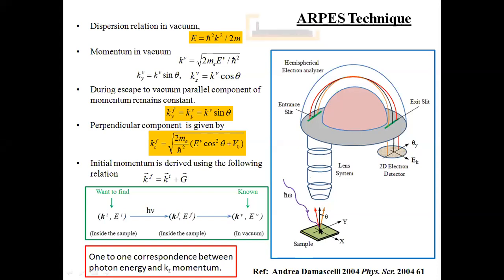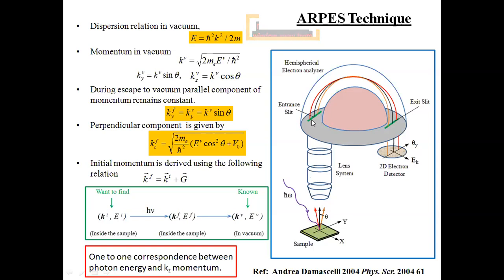Take this schematic. This is the sample. Light falls on it, electrons come out of the sample. These are the X and Y axes which are fixed to the sample. And this is our hemispherical electron analyzer. This analyzer finds out the emission angle, that is theta, and the energy of that particular electron. You can see this slit. This hemispherical analyzer has 2 slits. One is this entrance slit, another is this exit slit.